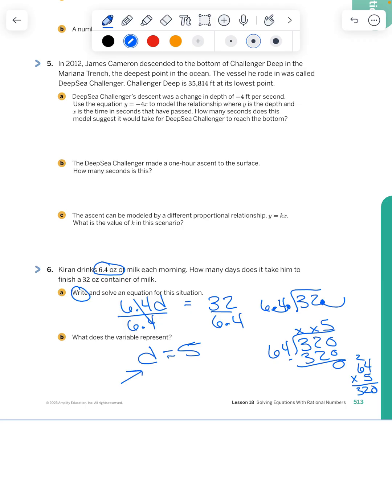And then it says, what does the variable represent? Well, that D represents the amount of days. So D is the number of days it will take Kyron to drink 32 ounces.